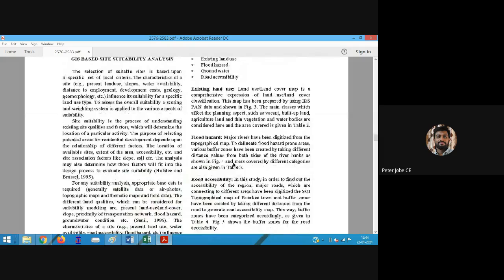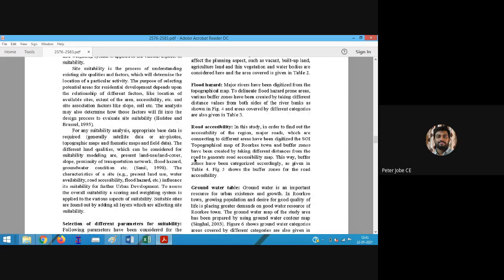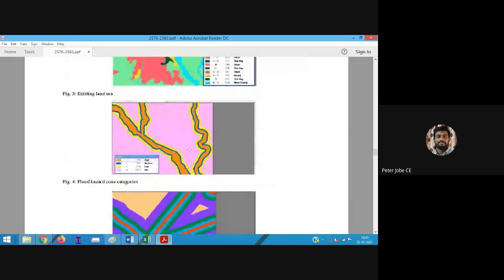Then next is flood hazard. So major rivers have been digitized from the topographical map to delineate the flood hazard prone areas. Various buffer zones have been created by taking different distance values from both sides of the river banks, as shown in figure 4. So let us see what is meant by figure 4. What they have done is, the area lying along the banks of the river, they have divided into zones.